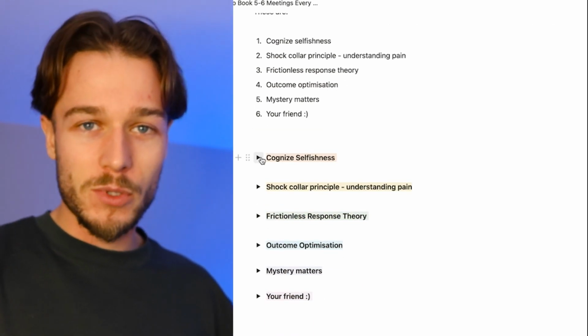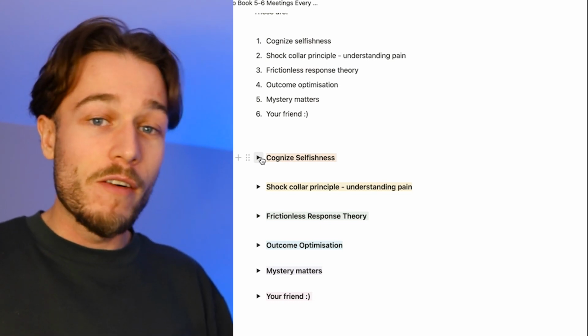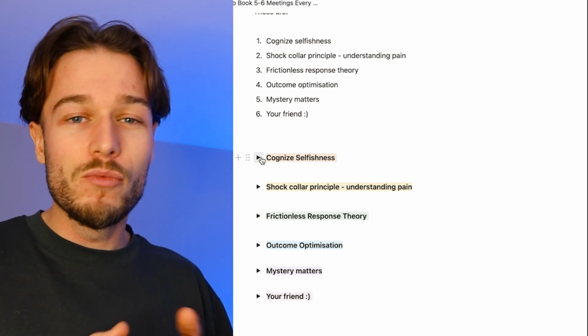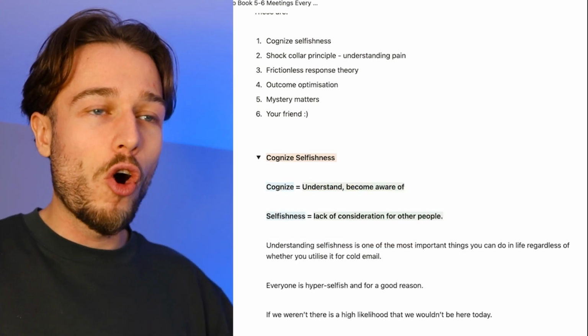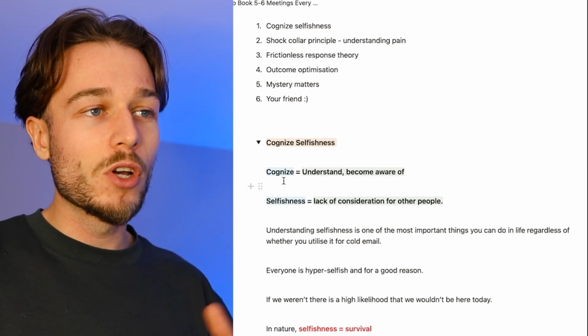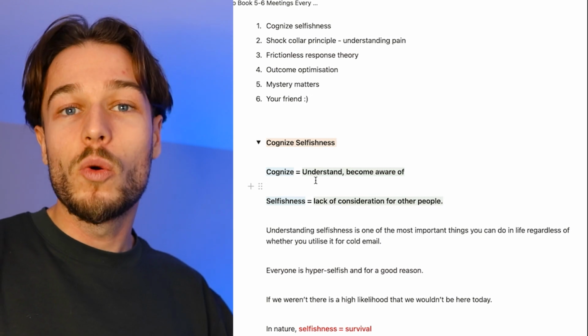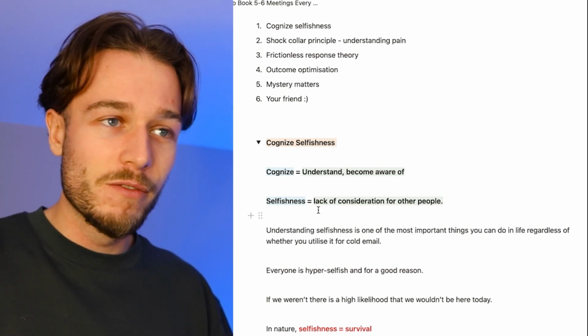I'll walk you through what I'm talking about, and by the end of it, you should have a really good understanding of how to make cold email campaigns that really, really resonate with people. So the first one I'm going to look at is cognize selfishness, okay? So let's break down what that actually means. So cognize is to understand or become aware of, and selfishness is the lack of consideration for other people.